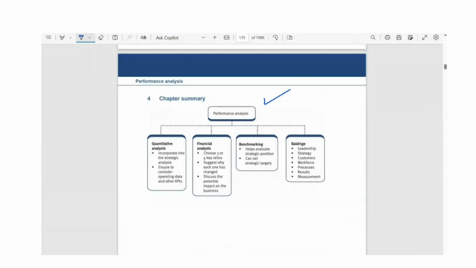So this is the chapter summary, students. The performance analysis depends on these four areas: quantitative analysis, financial analysis, benchmarking, and Baldrige. Absolutely, you are done with performance analysis. From the exam point of view, it is very easy. If you revise it one, two, three times, definitely you are done with this.